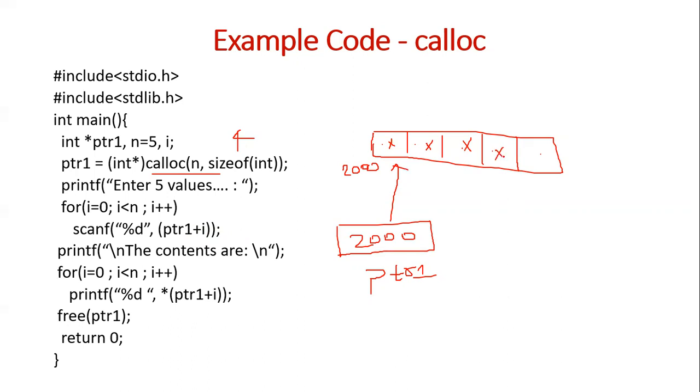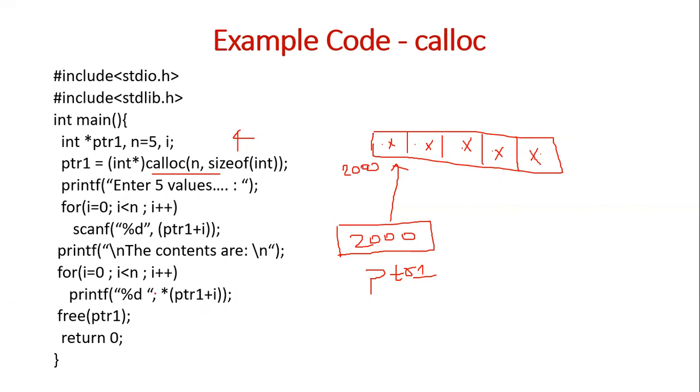And the fifth value, i is 4. Sorry, i is 4. Scale factor is 4, so 4 into 4 is 16. So ptr1, that is 2000 plus 16. The fifth value will come here.